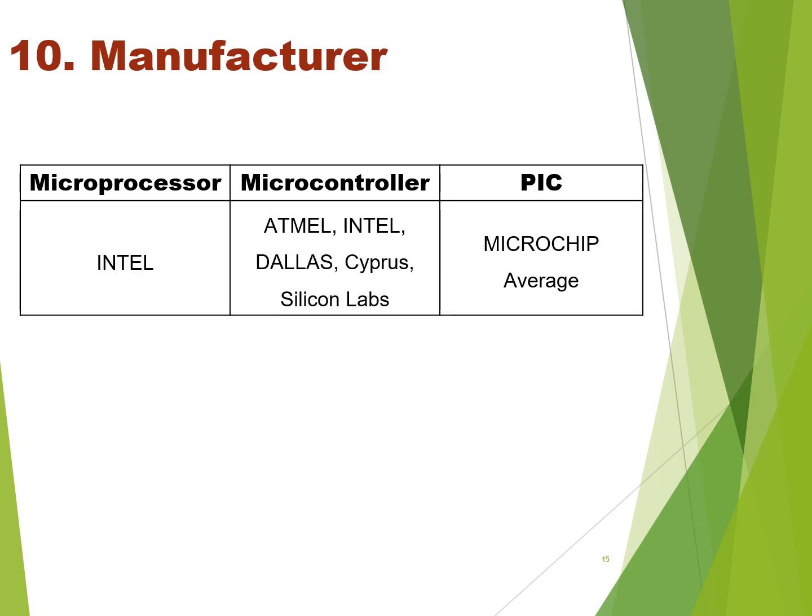Coming to the leading manufacturers of microprocessor, microcontroller and PIC. Intel is the leading manufacturer of microprocessors, whereas for microcontrollers, Atmel, Intel, Dallas, Cypress and Silicon Labs are all leading manufacturers. The PIC microcontroller is manufactured by Microchip.